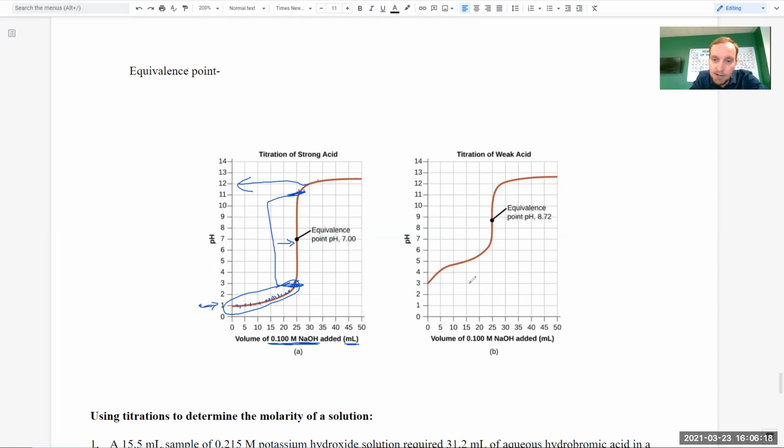If you look over on the right side, we're going to start with a very weak acid, or a much weaker acid, again with a pH of 3. That is about 100 times weaker than a pH of 1 on the left side. Again, we're still adding a low concentration of a strong base, 0.1 molar sodium hydroxide, measured in milliliters. So we're going to be adding to our weaker acid, not super weak, but weaker, this 0.1 molar sodium hydroxide.